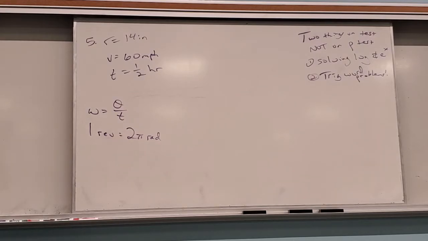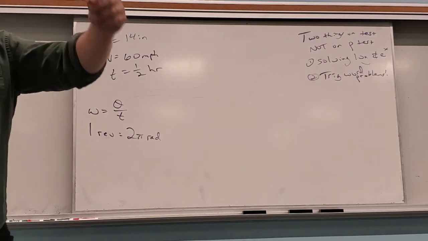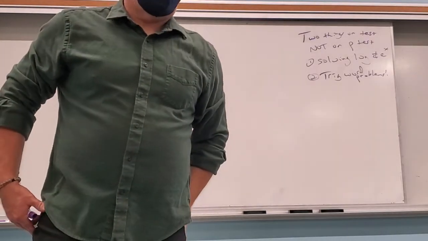So all this stuff we can write down from what I told you, from what I remember, and from what I'm asking you, right? Whenever you see revolution or rotation, that is 2 pi radians.